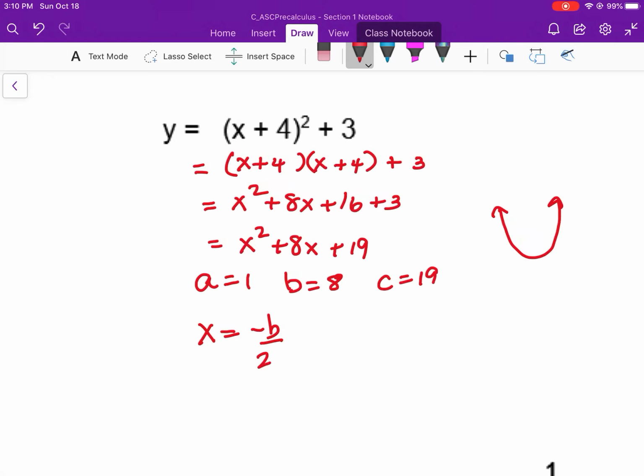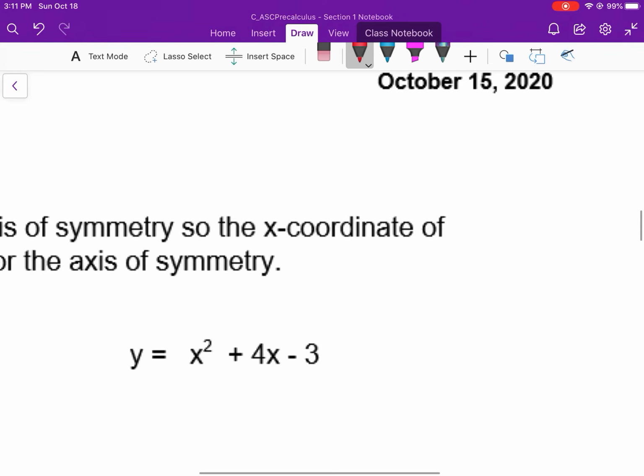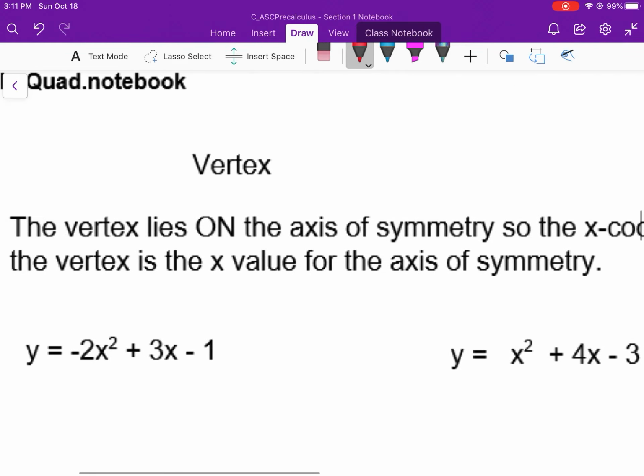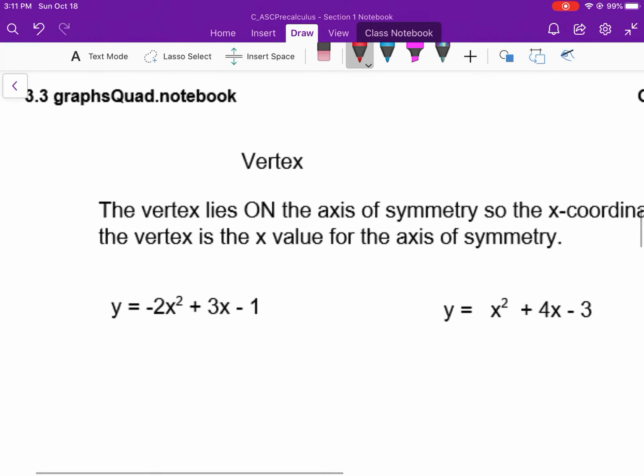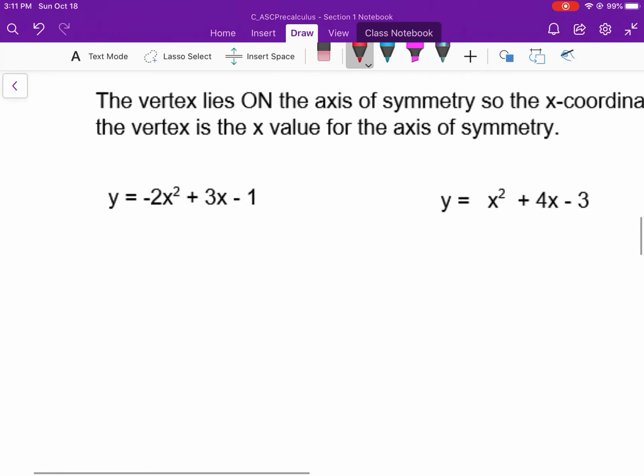So x equals -b over 2a. So that's -8 over 2 times 1, which is -4. So x equals -4. Okay, real quick, we'll do one of these. So the vertex is on the axis of symmetry.